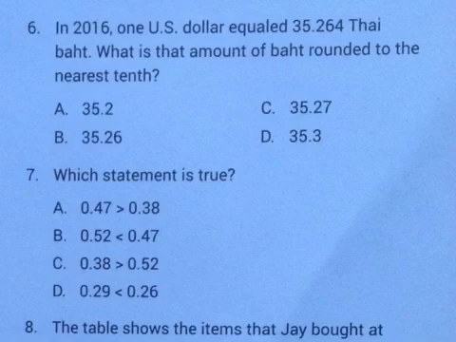Number 6 reads, in 2016, 1 US dollar equaled 35.64 Tibet. That is the amount of Tibet rounded to the nearest tenth. So let's look at 6. Let's see which one's going to be rounded to the nearest tenth. We're going to look at the tens place, and we're going to look at the hundreds place, and then we're going to see which one is greater than 5, and that is going to be D.